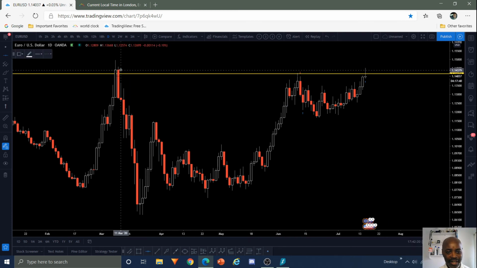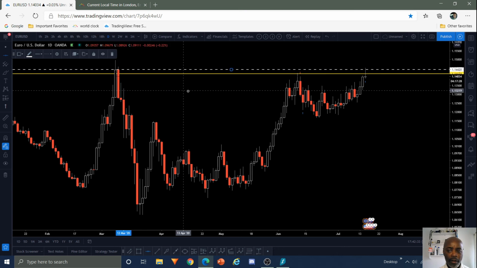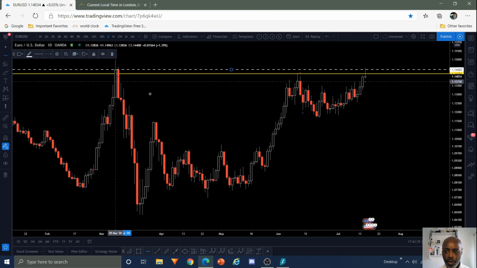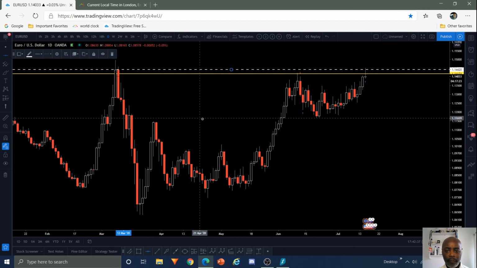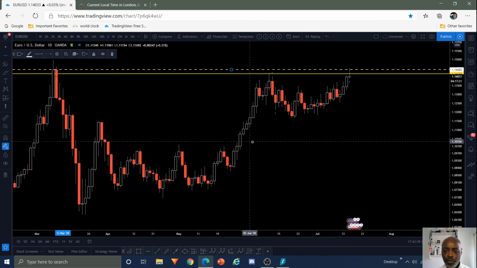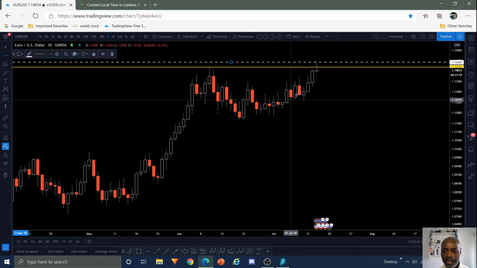Now, what I want to do here is I just want to reference. Can you see this little level here? This is where this bar here on the 6th of March went up, closed above the line, and then on the very next day, price opened at the same level and closed down. I'm just going to place a horizontal line across there. Now, what that draws my attention to is this area here now.